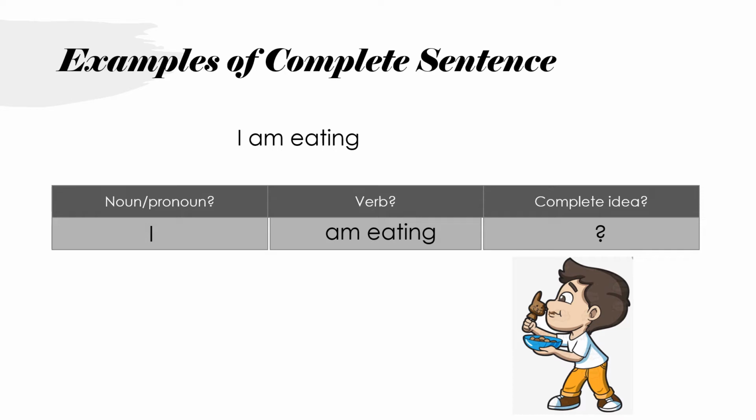Do you want to ask me, what am I eating? Are you wondering, what am I eating? This means that you are not getting a complete idea of what I am eating. So the sentence is not complete. But what if we add a chocolate and the sentence becomes, I am eating a chocolate? Does that give you more meaning to the sentence? This is now a complete sentence.